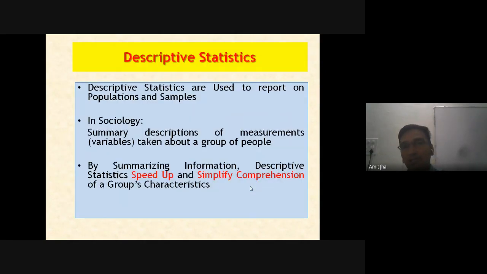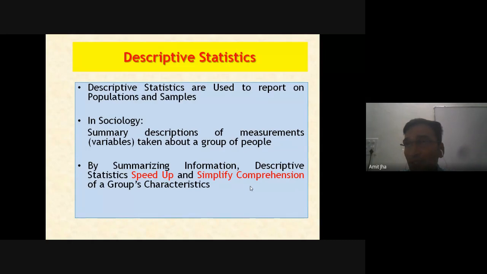Now, descriptive statistics. As we have discussed a while ago, descriptive statistics are used to report on the populations and samples in sociology, a summary description of measurements, that is, the variables taken about a group of people. And so, summarizing information, or descriptive statistics, what does it do? It speeds up and simplifies comprehension of a group's characteristics.